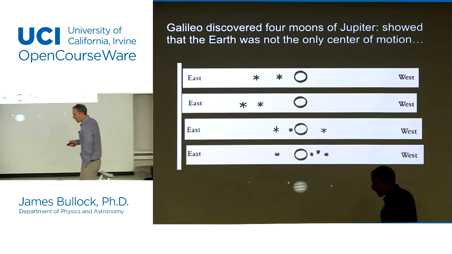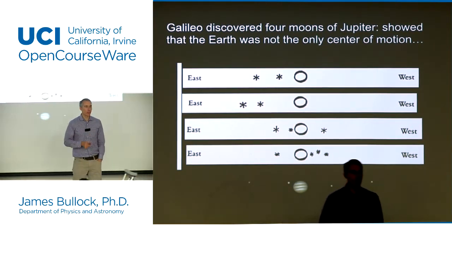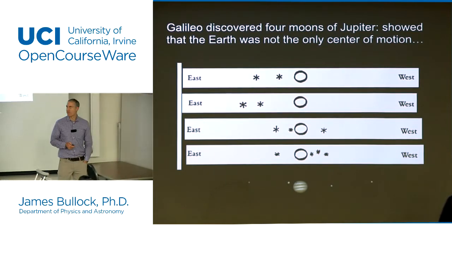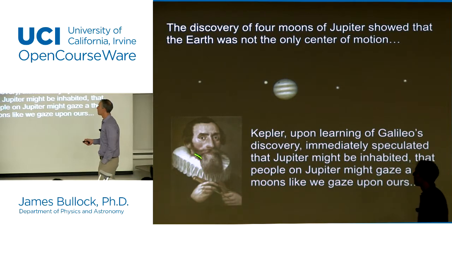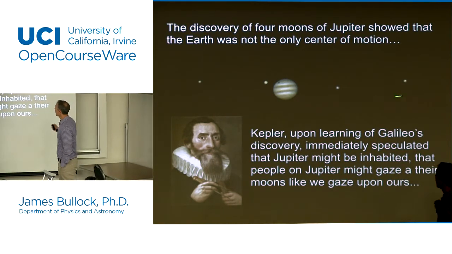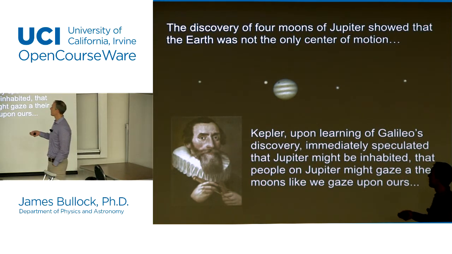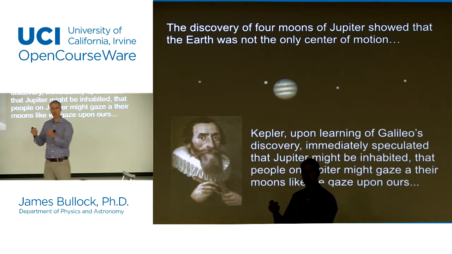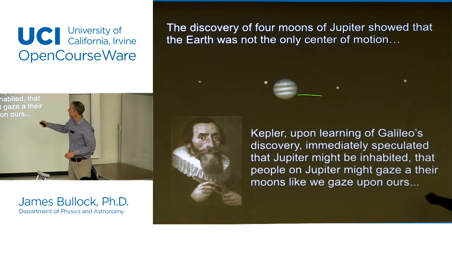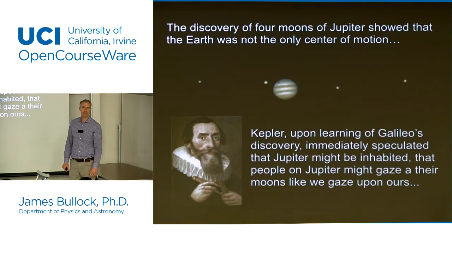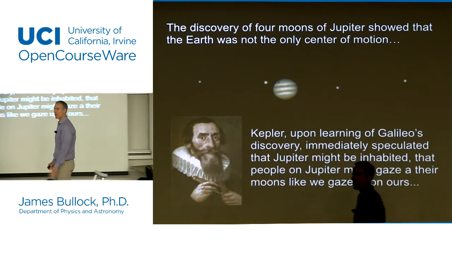But the thing he did to really fundamentally kill this Ptolemaic model had to do with Venus. Let me tell this quick story too. Kepler, as soon as he heard that there were moons around Jupiter, Kepler was a big fan of Galileo. They were sort of frenemies, kind of. They were rivals, but they were both Copernicans. And Kepler heard about Galileo's discovery, and he immediately started speculating that Jupiter might have life. That was like the first thing he thought about.